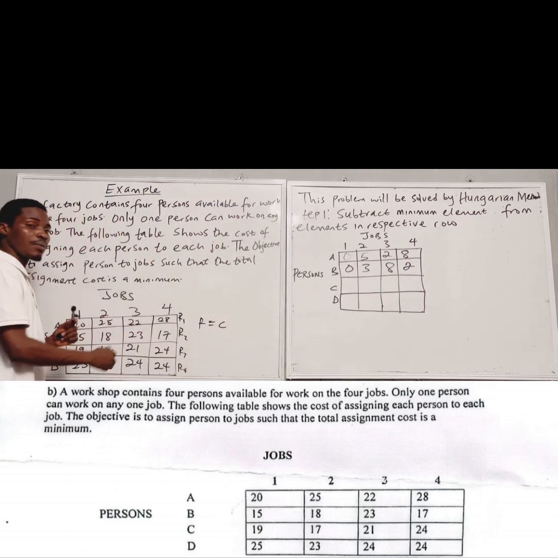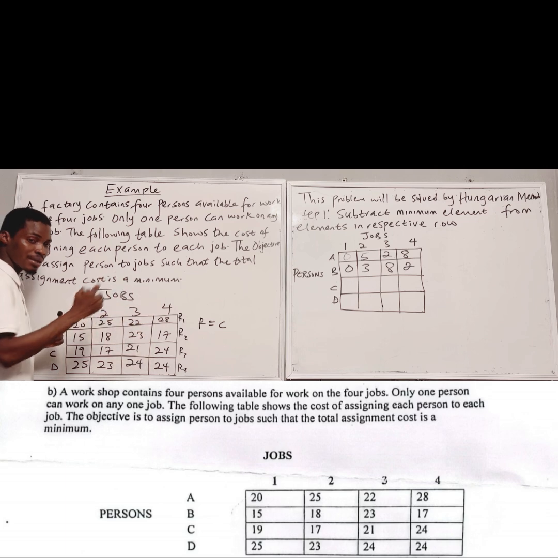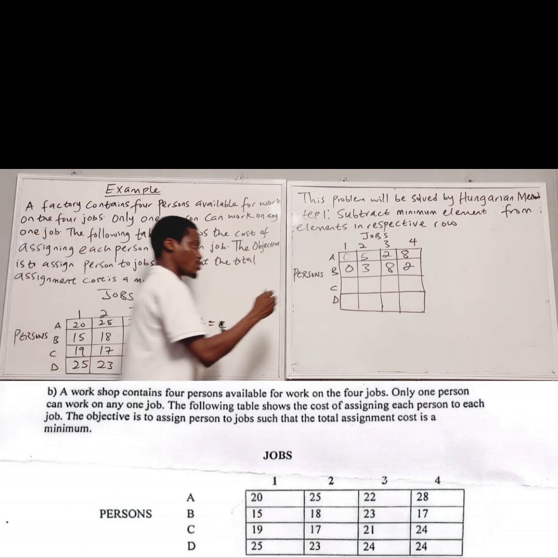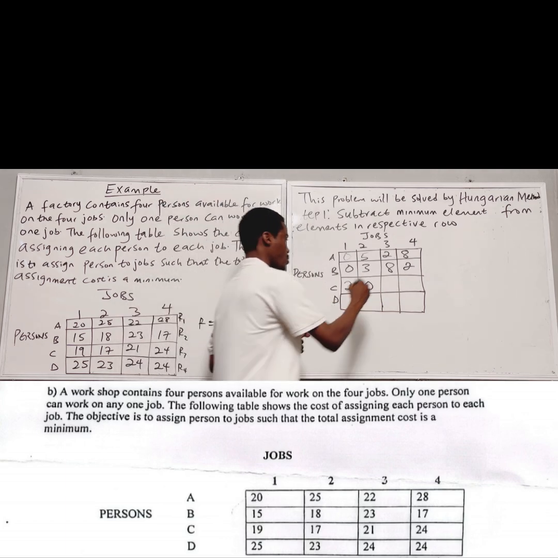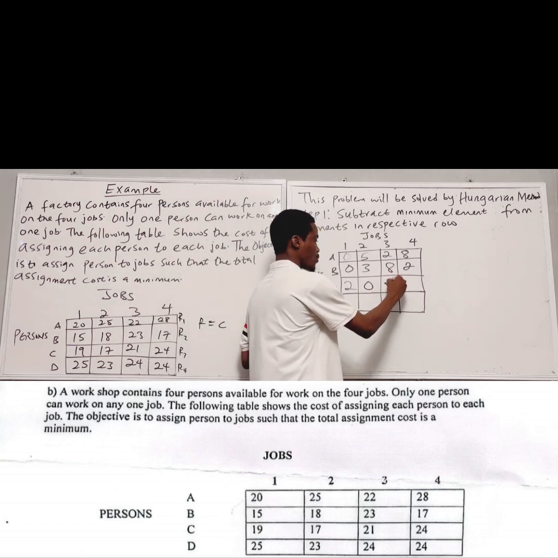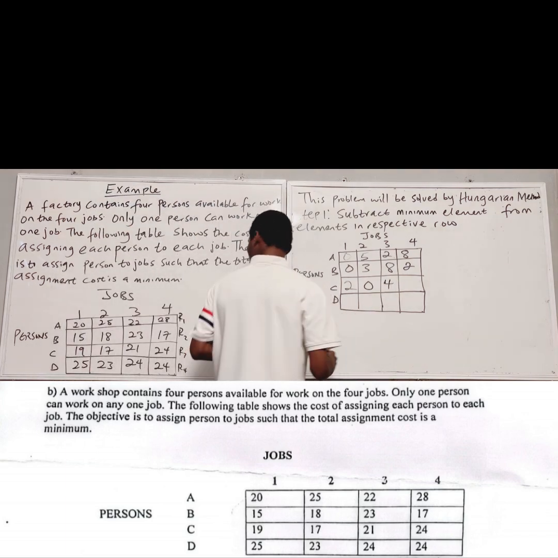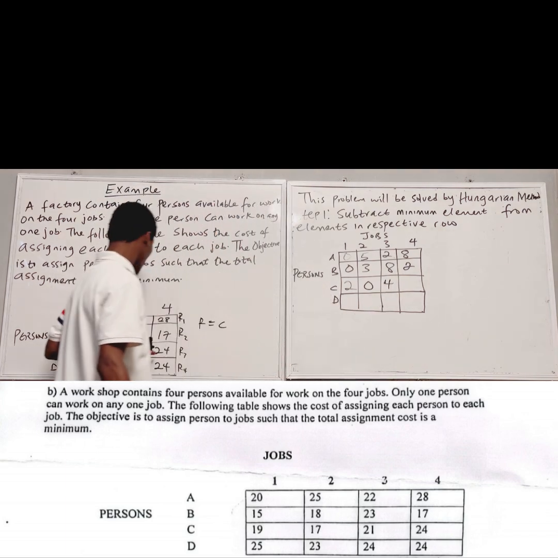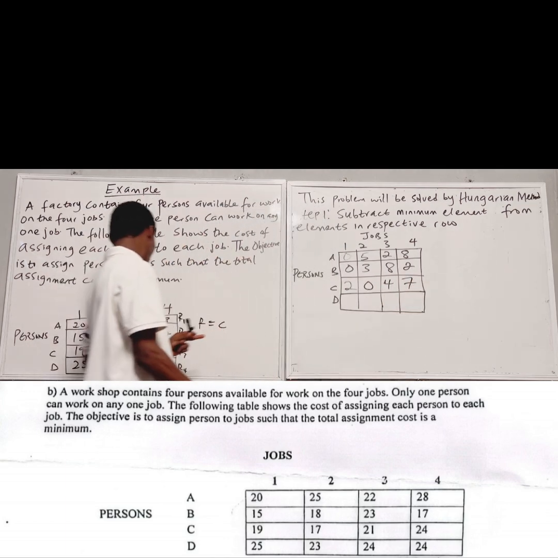So I will consider my row 3. The least element in row 3 is 17. So 17 will be subtracted from all the elements here. 19 minus 17 is 2. 17 minus 17 is 0. 21 minus 17 is 4. And 24 minus 17 is 7.